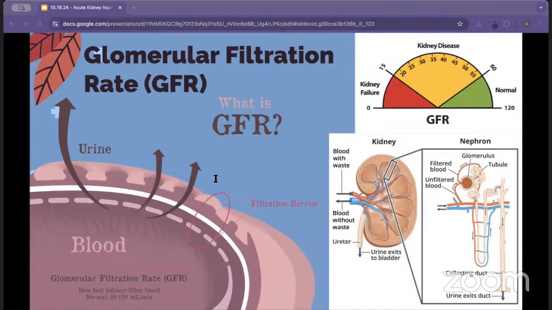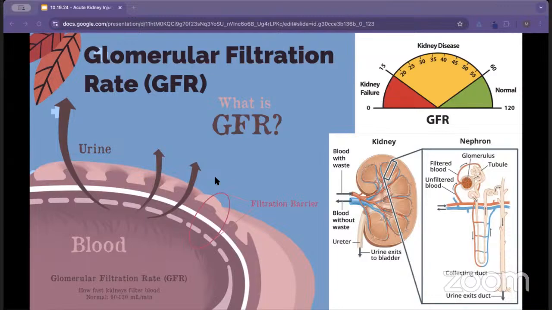So GFRs in acute kidney injury, or AKI specifically, the GFR actually drops suddenly within days, which indicates a rapid decline in kidney function. So a low GFR in AKI usually is accompanied by azotemia, which is elevated BUN and creatinine, and oliguria, like we talked about before, which is reduced urine output. And that basically reflects the kidney's inability to clear waste products efficiently.